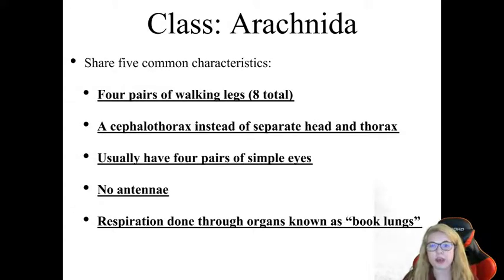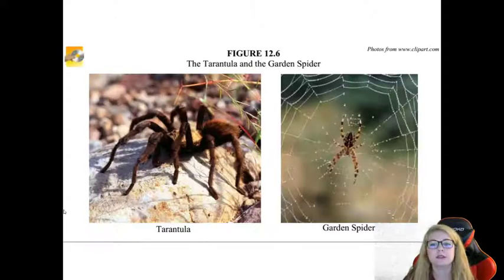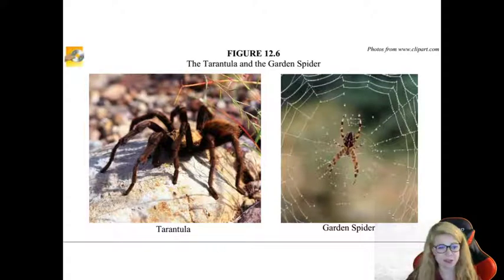Additionally, they usually have 4 pairs of simple eyes. So arachnids typically have simple eyes, not compound eyes. They have no antennae. And their respiration is done through organs known as book lungs. Right? And so here are 2 spiders, both of which I'd probably pee my pants if they came crawling over to me unexpectedly, but a tarantula and a garden spider from your book. And of course, there are many, many different types of spiders out there. Most are harmless, but we're going to talk about that in a minute.